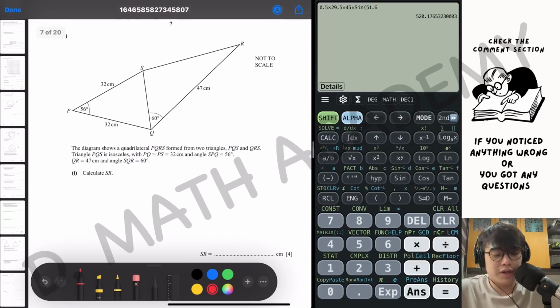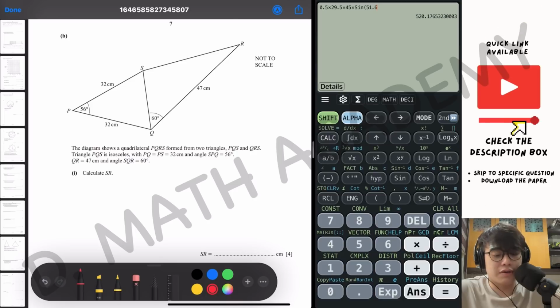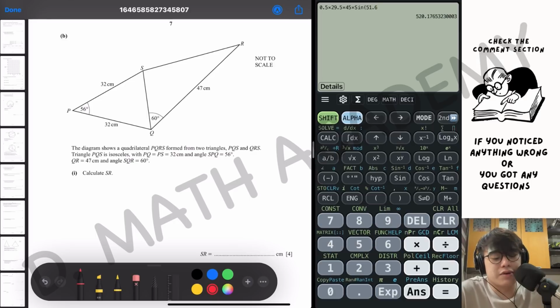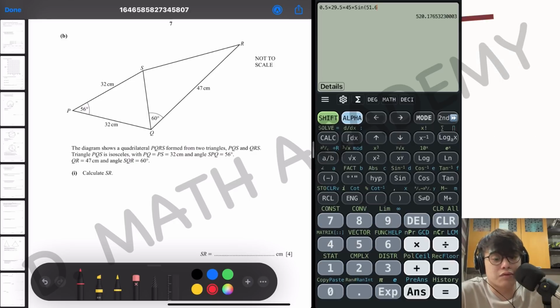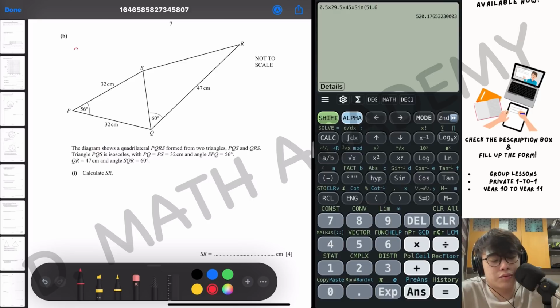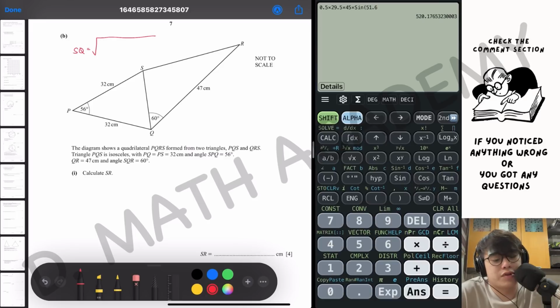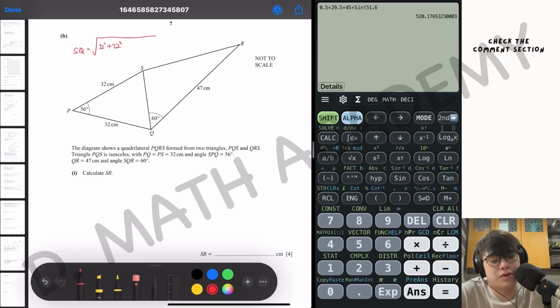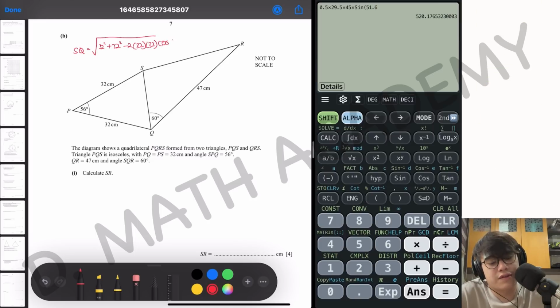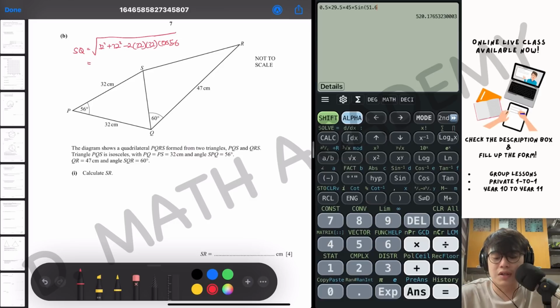Moving on to section B. Okay, they ask us to calculate SR now. With this very limited information, we will need at least SQ here in order to run our cosine rule to identify SR. So to find your SQ, it should be square root of 32 squared plus 32 squared minus 2 times 32 times 32 times cosine 56. Just key in this and double check your answers.